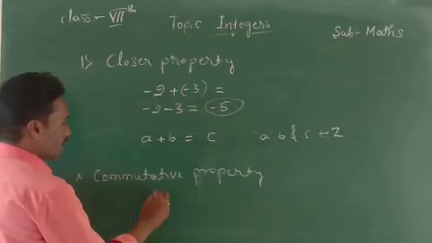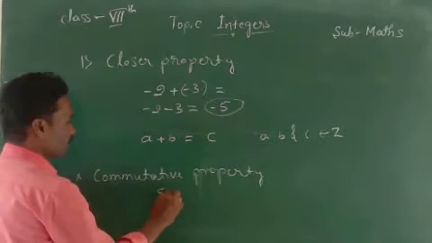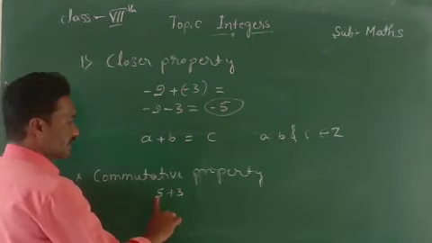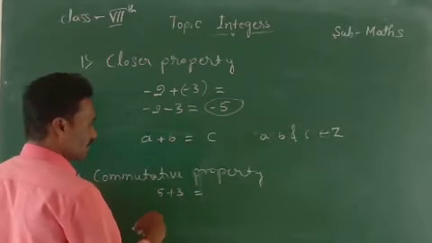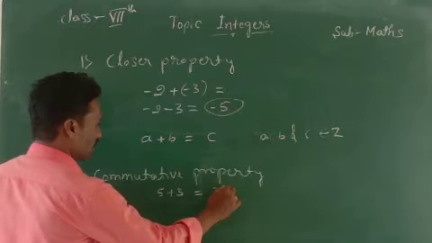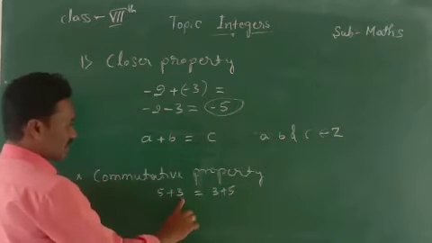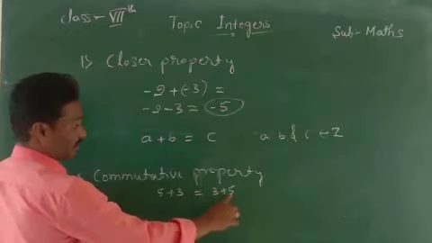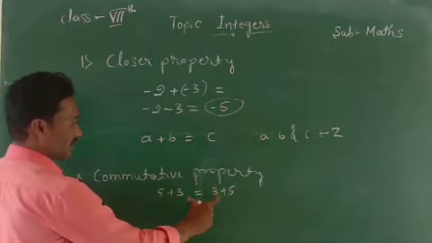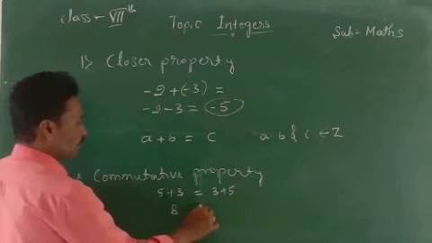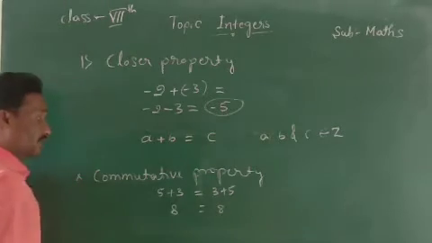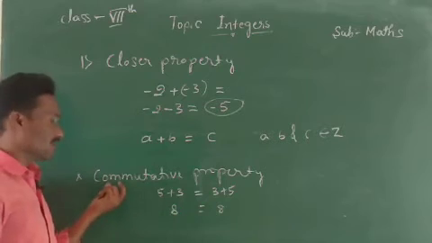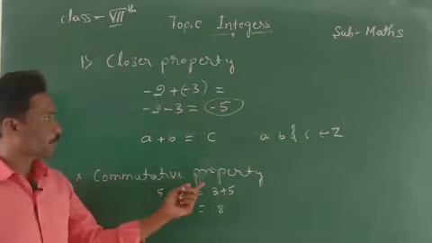Here is an example: 5 plus 3. 5 and 3 are two integers. This will be equal to 3 plus 5. Here I changed the order: I wrote 5 first and then 3, and now 3 plus 5. I changed the order, but what is the value? Both values are the same. After changing the order also, the value remains the same. This is known as the commutative property.